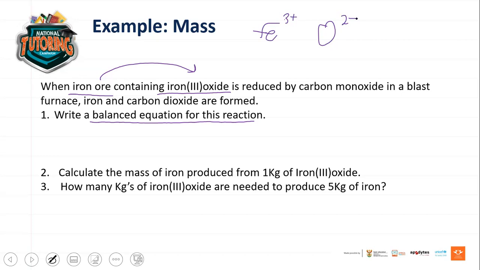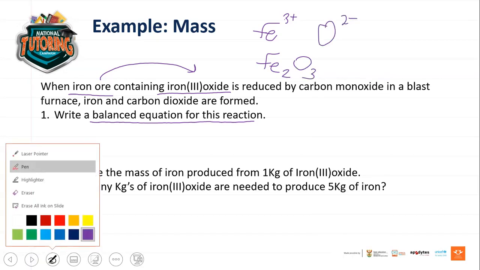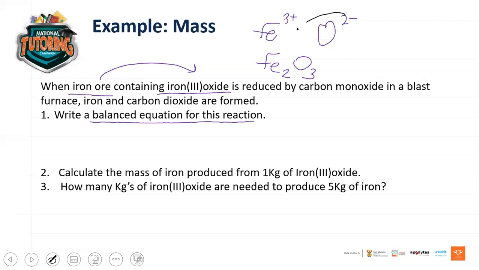So when I write the formula for iron oxide or iron 3 oxide, the formula is going to be Fe2O3. That's how you write a chemical formula for an ionic substance, a metal reacting with a non-metal. You put the 2 on that side and you put the 3 on the other side. That's how you always get the formula. Okay, so let's write a balanced chemical equation.